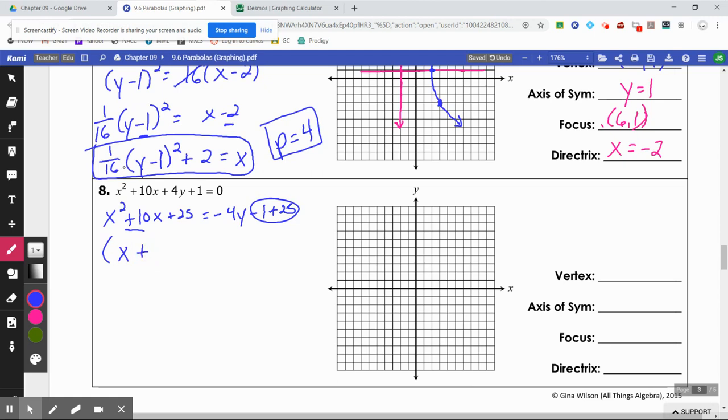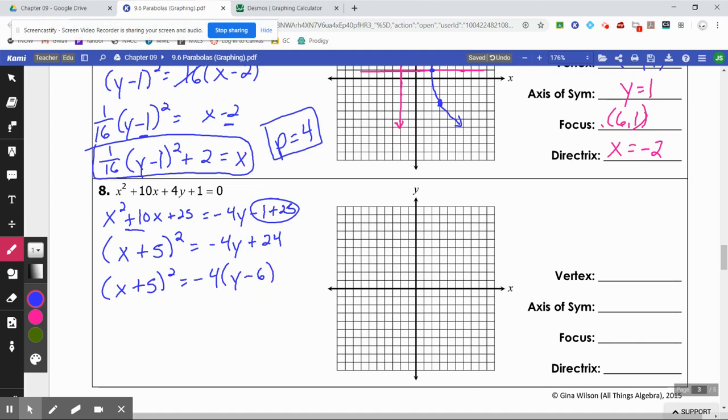When you factor that, that's going to be x plus 5 times x plus 5. Go ahead and rewrite that if you'd like. -4y, -1 and 25 would be a positive 24. We're now going to factor that -4 out to make it look more like the form we're looking for. -4 times y minus 6.